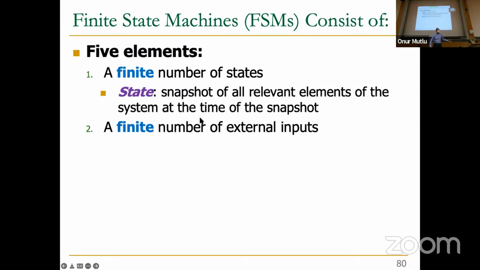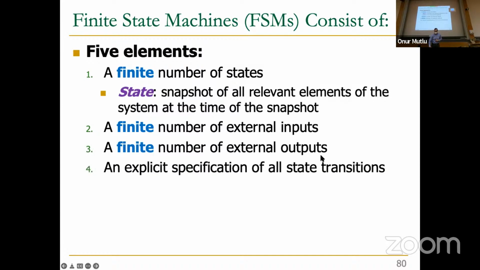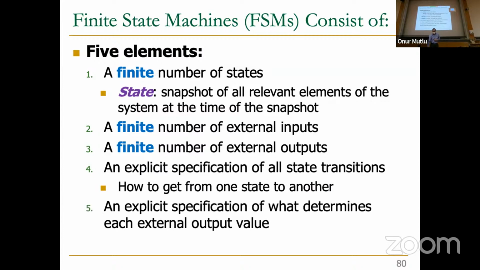A finite number of external inputs, a finite number of external outputs, an explicit specification of all state transitions: what should happen in this state when it receives this input, which state do you transition into, how to get from one state to another, basically. And an explicit specification of what determines each external output value. What is the output value, basically, that you see in a state or when you're transitioning between states?